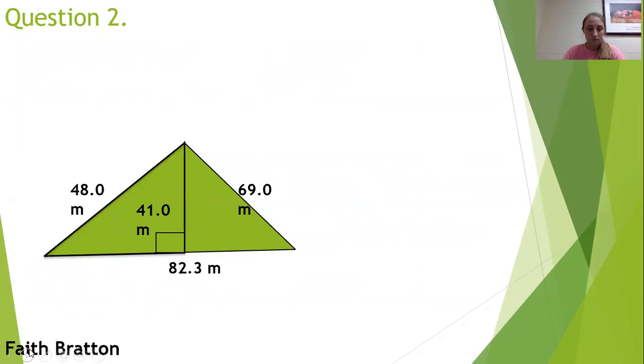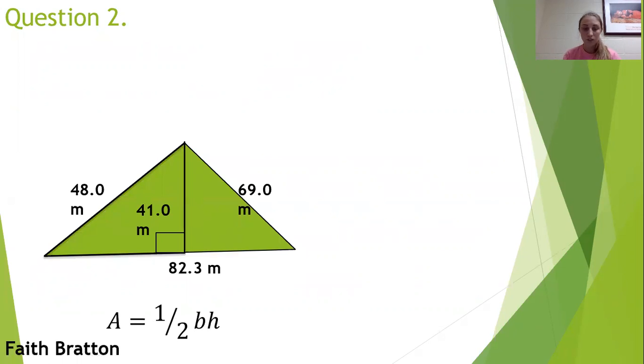Okay, this is the formula we will use: A = 1/2 bh. We use the base of this triangle, which is 82.3 meters, and the altitude, which is 41.0, which is in the middle of the triangle. Because the base and the altitude are both in meters, we will use the term m. The units of the area will be square meters, or m squared.